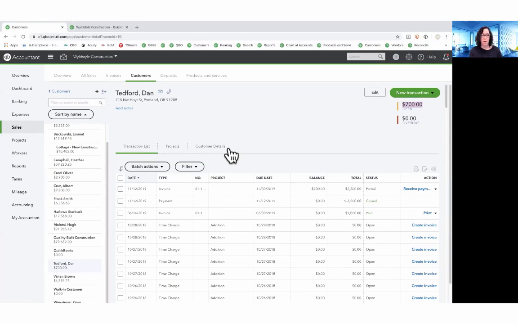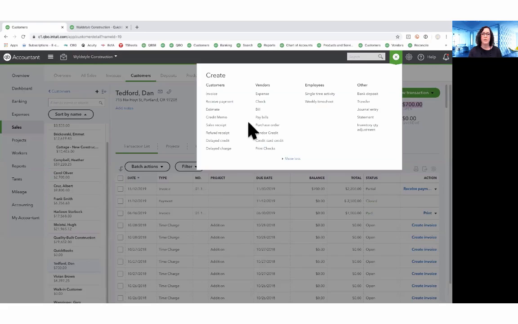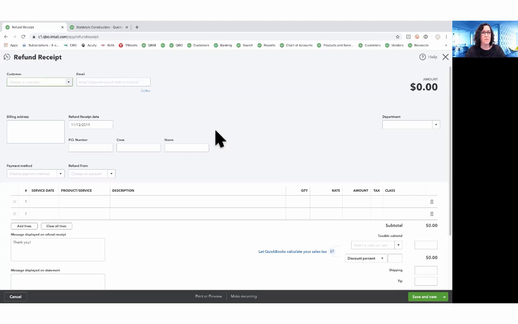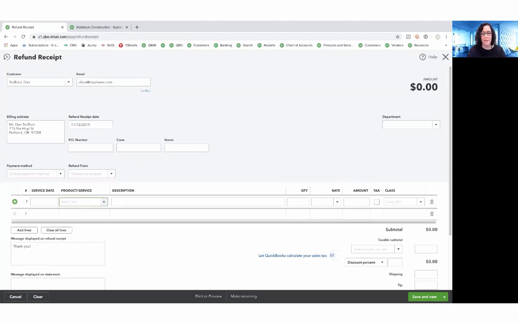So let's say here we are with Dan and we run a refund for him. In order to do a refund, I'm going to go up to the plus sign and go to Refund Receipt. And I pick who the customer is. So this is Dan Tefford. And he also got some HVAC services from me. But I'm refunding him $1,200 because the initial unit that we put in was faulty and we had to come back and do it again. So we're refunding him his $1,200.